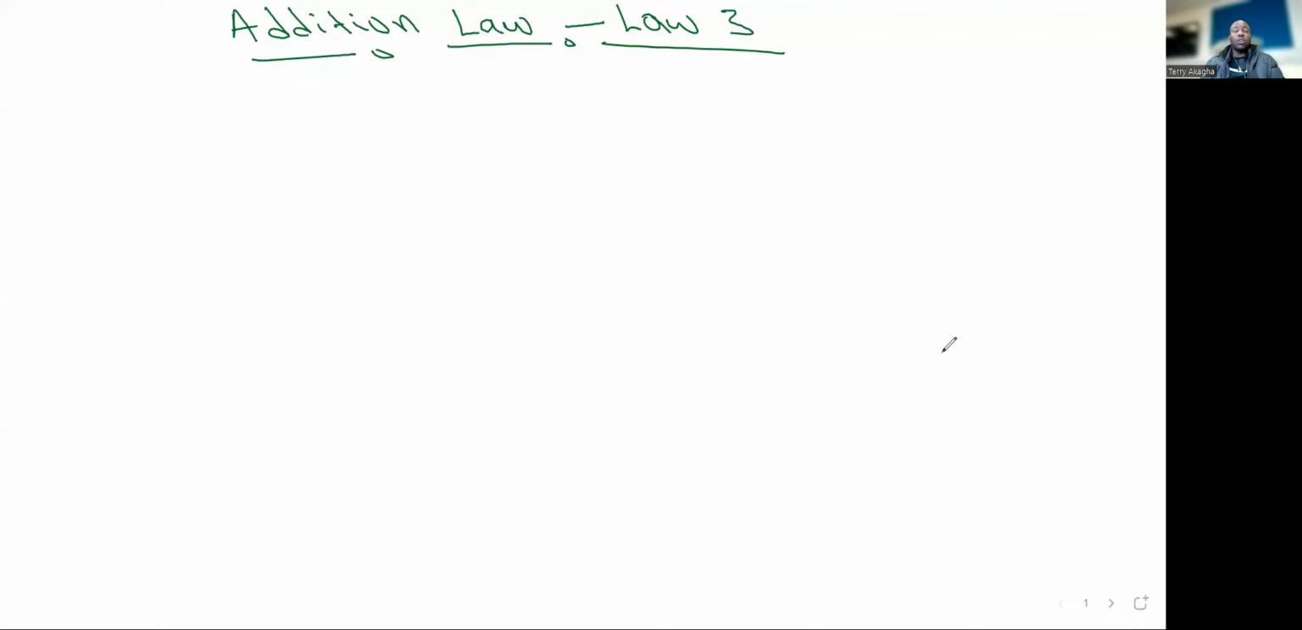We're going to go to the third law now, which is the addition law. We're going to see how we break down logarithms when they are added together, that is, the logarithm of two values added together to a base.